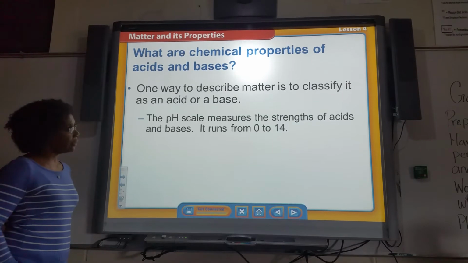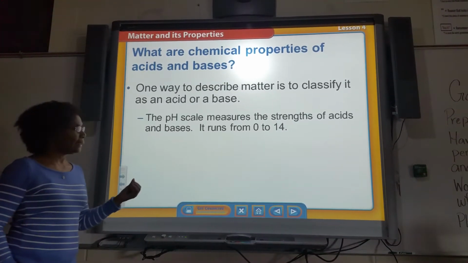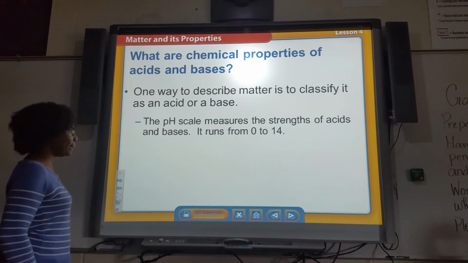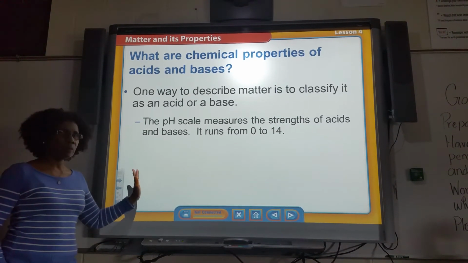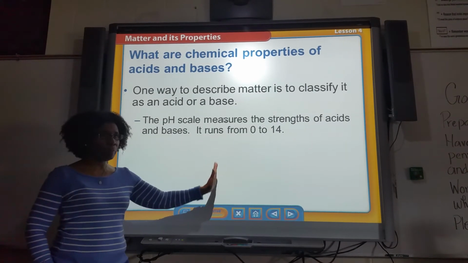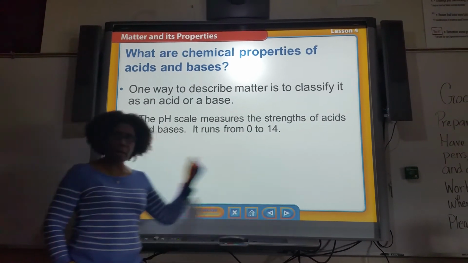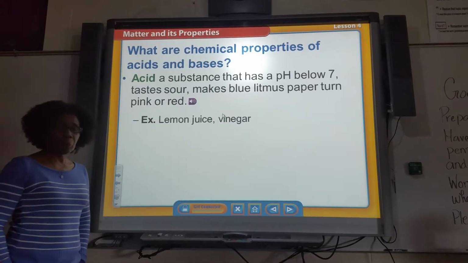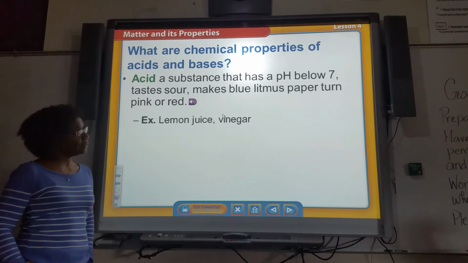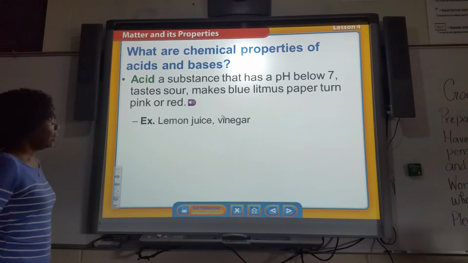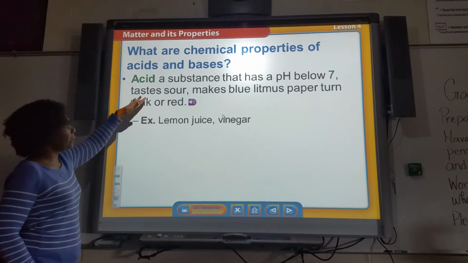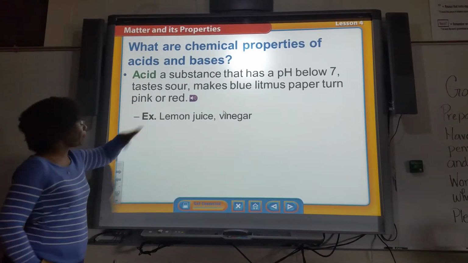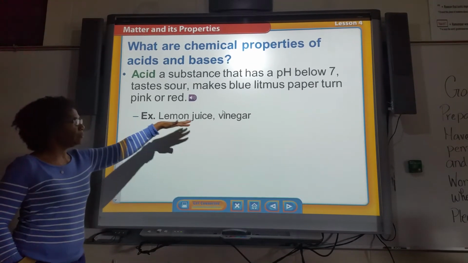One way to describe matter is to classify it as an acid or a base. The pH scale measures the strength of acids and bases, and it runs from 0 on one side, to 7 in the middle, all the way to 14. Acid, what is acid? It's a substance that has a pH below 7. It tastes sour, and it makes blue litmus paper turn pink or red. Examples are lemon juice and vinegar.